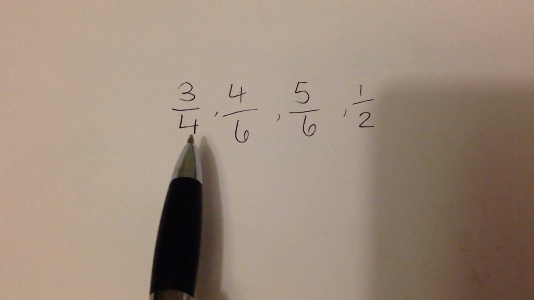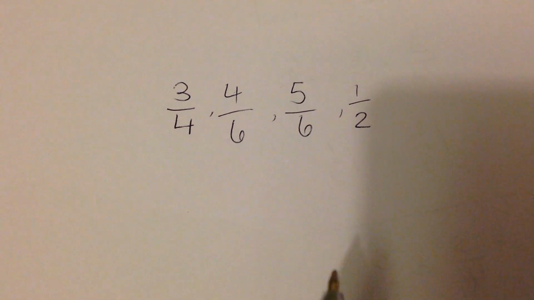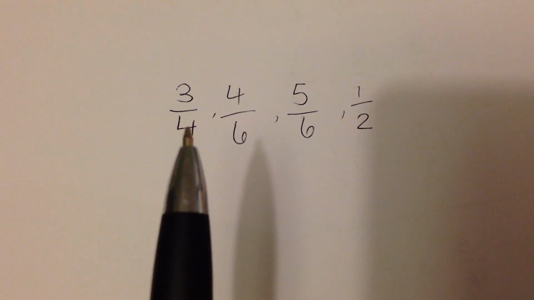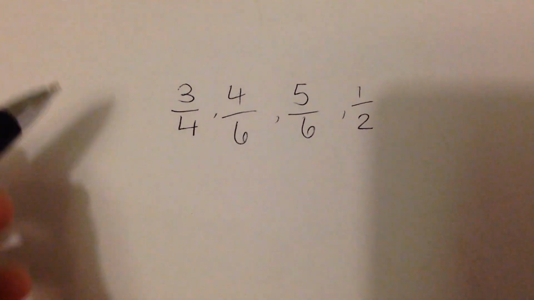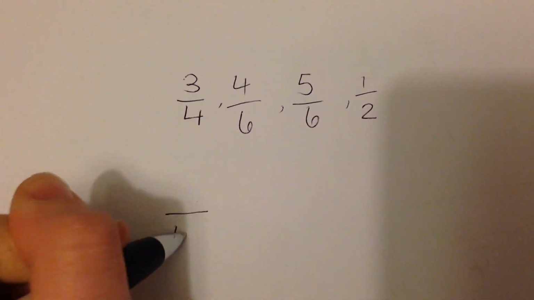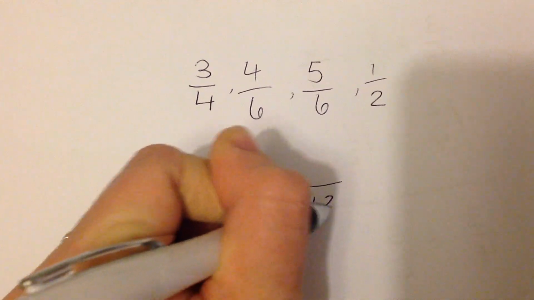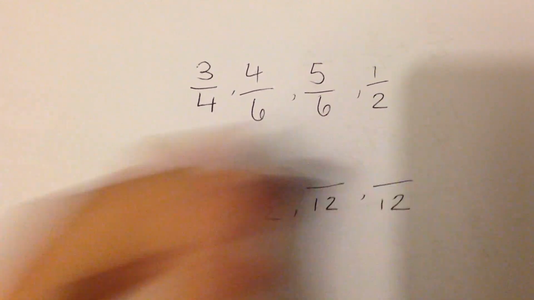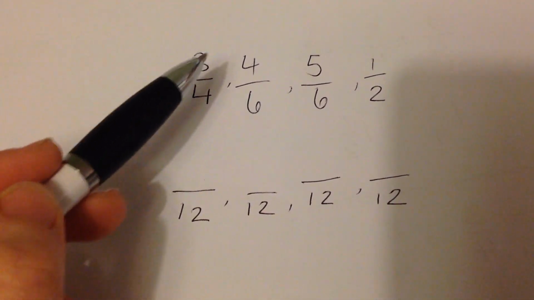So what I need to do is look at the denominators and work out what they are all multiples of. So what number does 4, 6 and 2 all go into? Well, the answer to that is 12. So I'm going to work with 12ths again. So I'm just going to put my denominators with my 12ths. And now I'm going to look at this first one, 3/4.